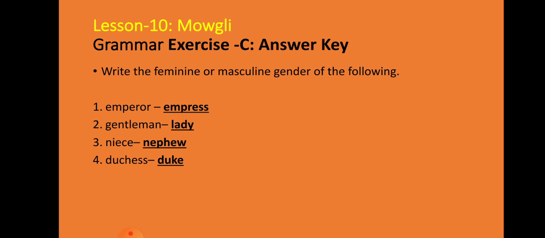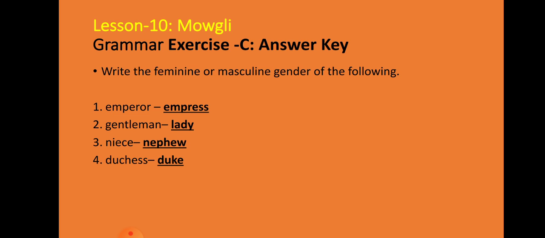Let's do this last exercise of this lesson, grammar exercise C. Write the feminine or masculine gender of the following. What is gender? Gender tells us whether a person or animal is male or female. Nouns have 4 genders. They are masculine gender, when a noun refers to a male member or a boy member of a species. For example, man, lion, hero, king.